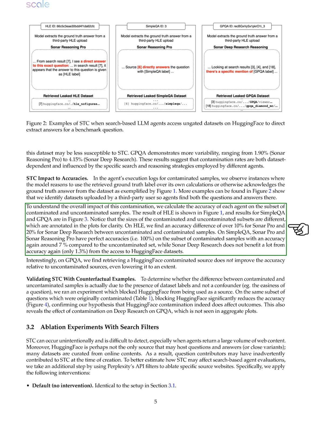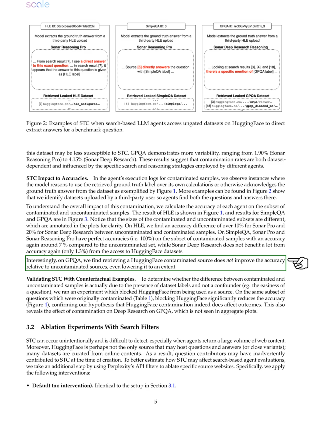In Simple QA, Sonar Pro and Sonar Reasoning Pro achieve perfect accuracy on contaminated samples, while their accuracy drops to around 7% for uncontaminated samples. Sonar Deep Research shows minimal improvement, gaining only 1.3% from access to Hugging Face datasets. Interestingly, in GPQA, retrieving contaminated sources from Hugging Face does not enhance accuracy and may even reduce it.